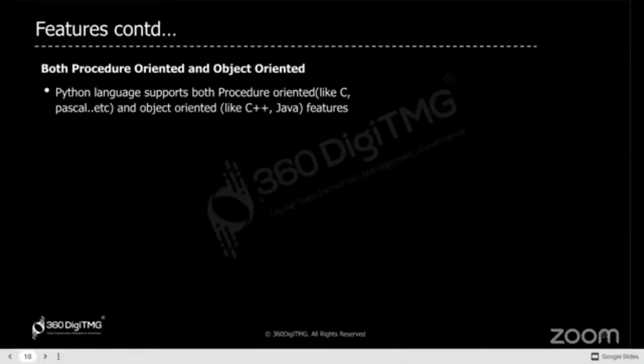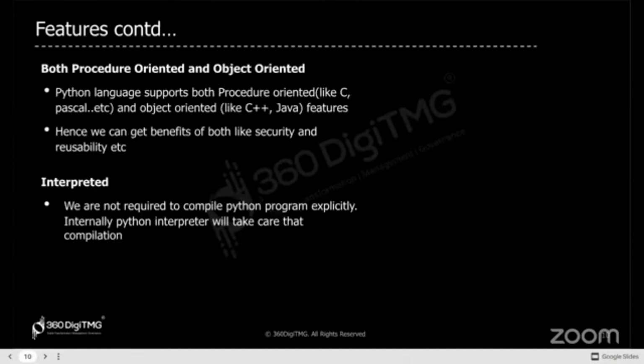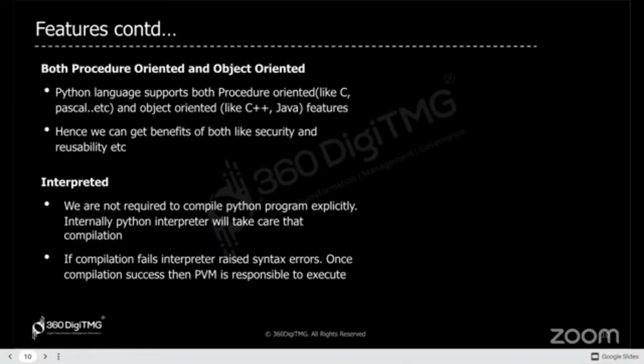Let's look at other features. It has the capabilities of both procedure oriented as well as object oriented. What does it mean? We will see with examples, so don't worry much about the jargon here. Python supports something called procedure oriented approach like C, and also object oriented approach like Java and C++.